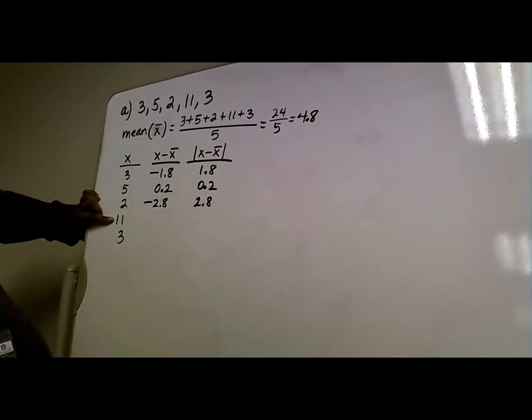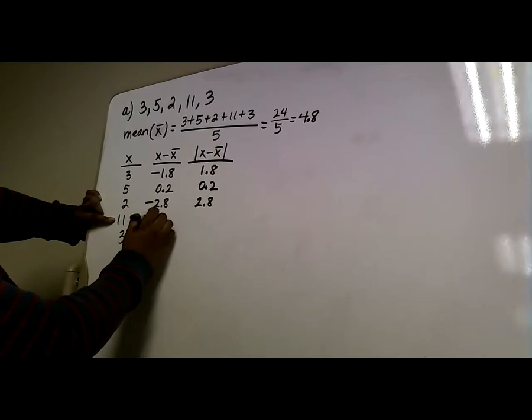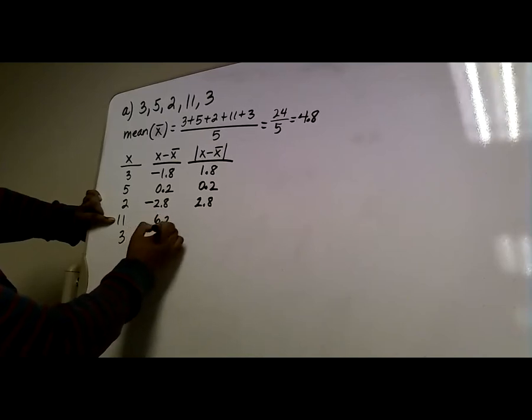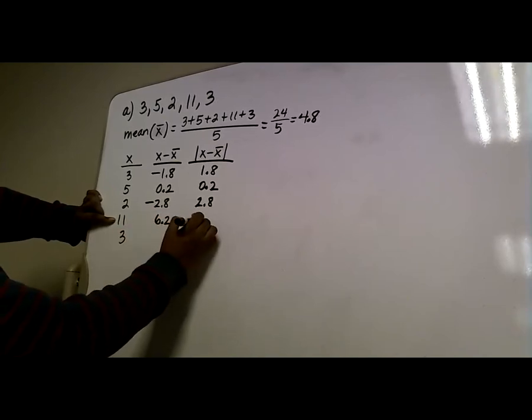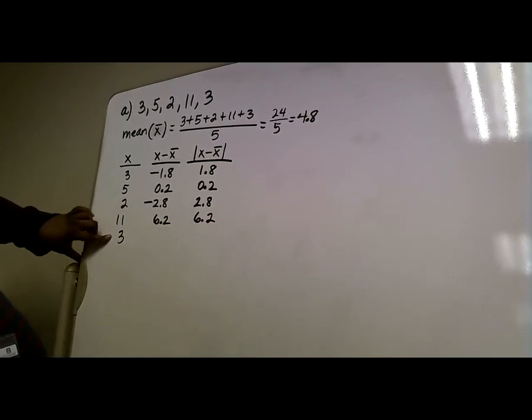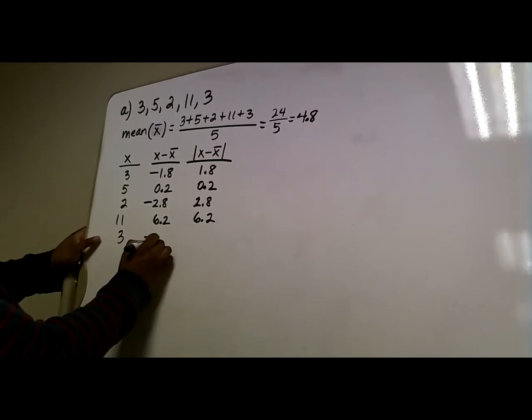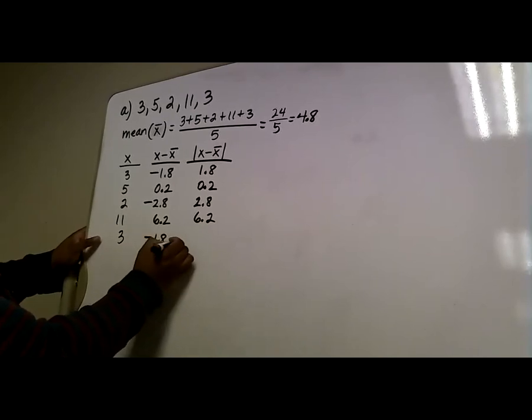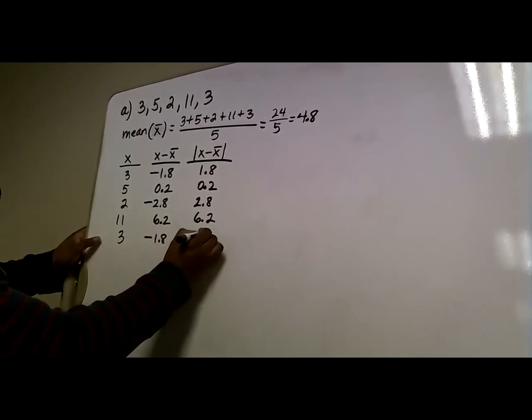Now for 11, what's 11 minus 4.8? 6.2, and the absolute value is still 6.2. And for 3, we already figured that out. That's negative 1.8 for X minus X bar, and its absolute value is 1.8.